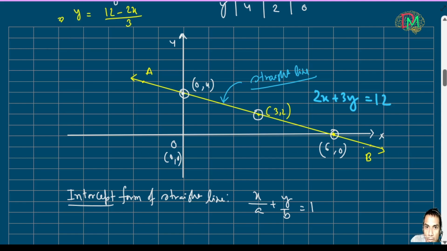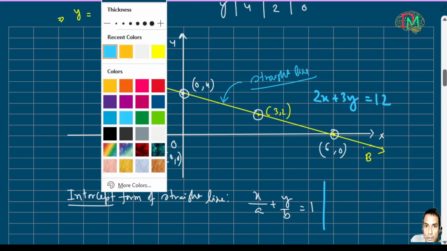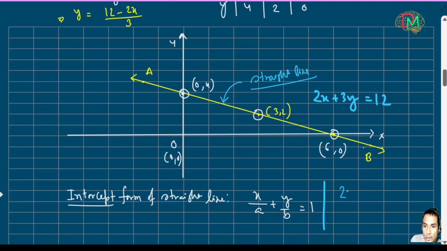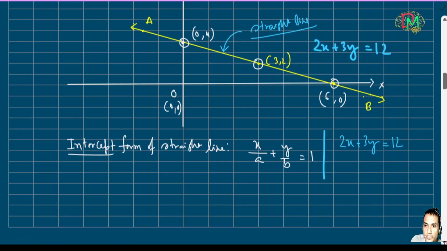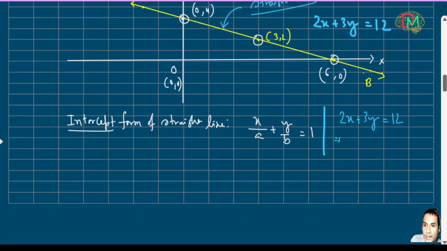How can we do that? Look at this. 2x plus 3y is equal to 12, right? So we can write it as 2x by 12 plus 3y by 12 is equal to 1. So x by 6 plus y by 4 is equal to 1.